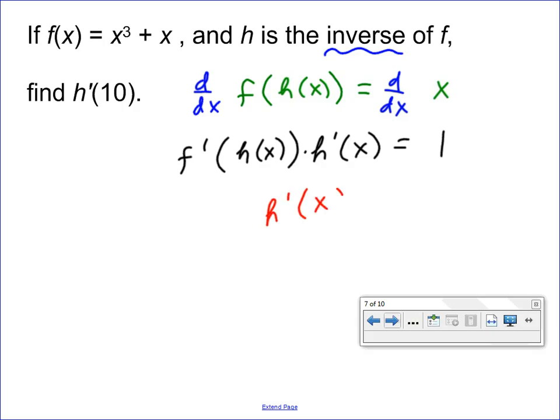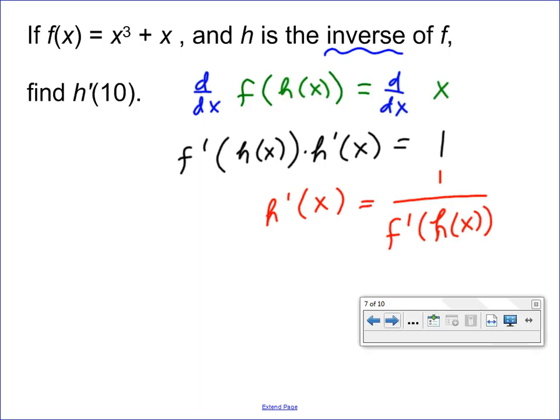So h prime of x, which I'm asked to evaluate at x equals 10. I'm asked to find h prime of 10. h prime of x is given by what? Well, it's given by 1 divided by f prime of h of x. Tricky. Okay, so what is our task? Our task will be to evaluate this h prime expression.